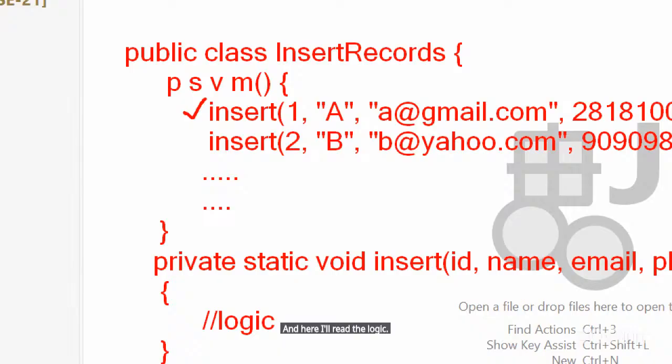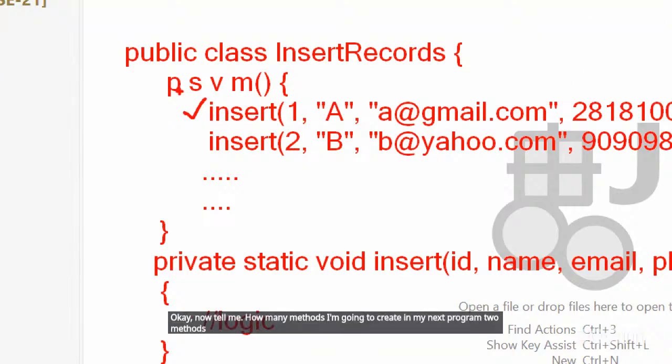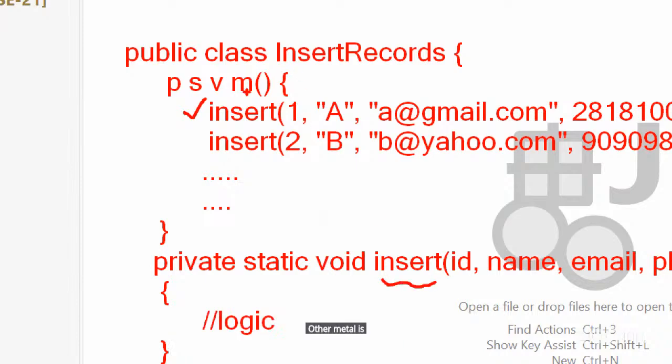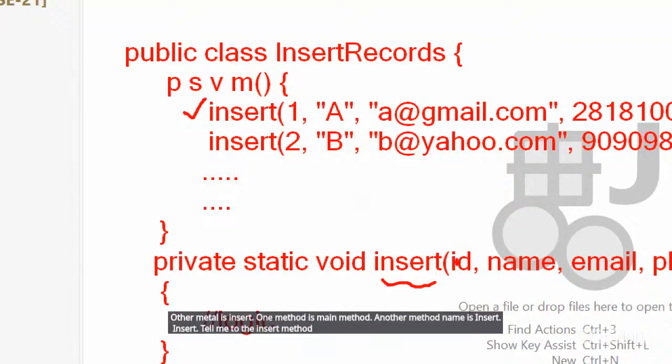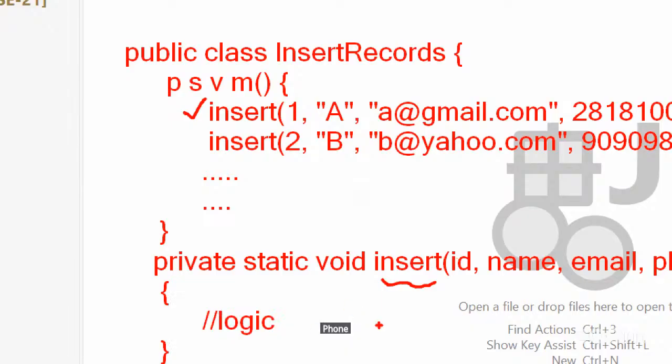Now tell me how many methods I'm going to create in my next program. Two methods: one is the main method, and the other method is insert. To the insert method, how many input arguments am I going to provide? Four: ID of the customer, name of the customer, email ID of the customer, and phone number. This insert method will insert the record into the table.